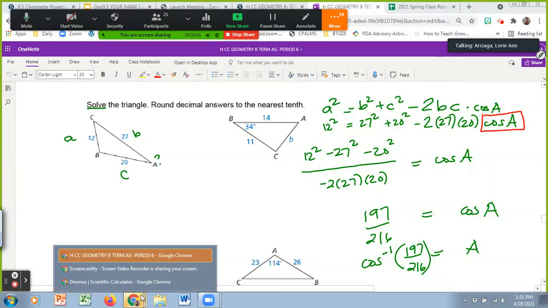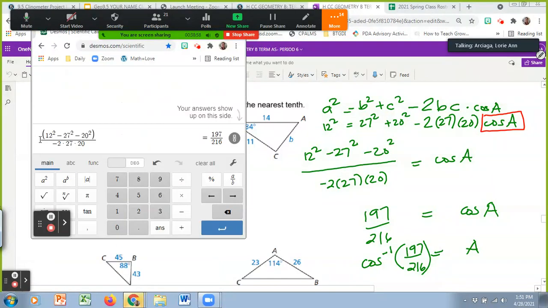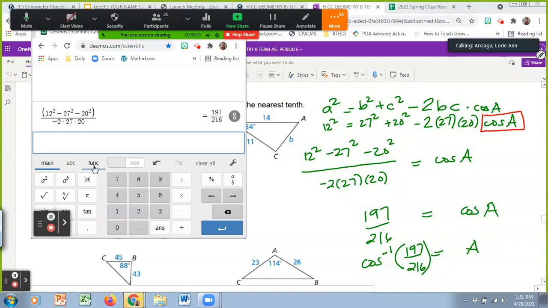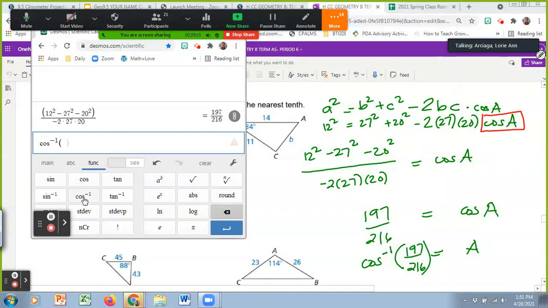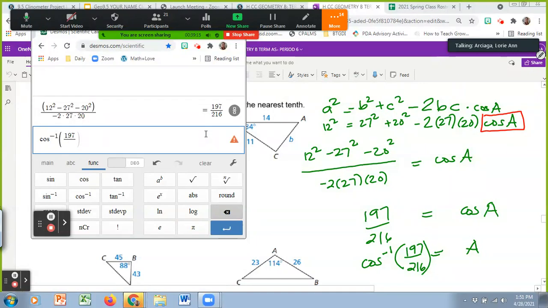Okay, so let's put that in the calculator. Next line. So we get cosine inverse of this fraction, which is 197 divided by 216. Okay, and here's your answer. So it's about 24.2.